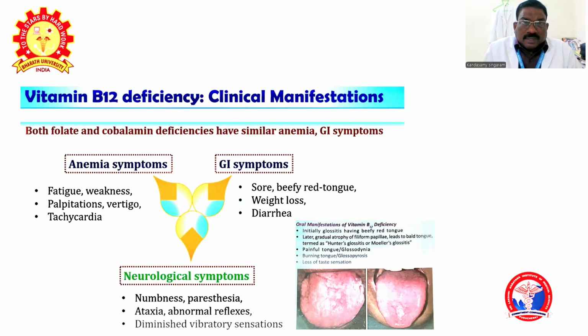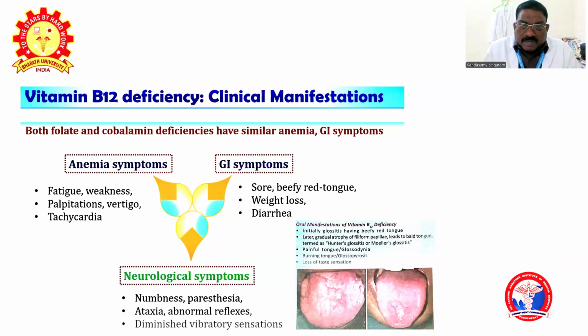Then, what are the clinical manifestations? Both folate and cobalamin deficiency have similar anemia and gastrointestinal symptoms. What are the anemia symptoms? Fatigue, weakness, palpitation, vertigo, tachycardia. Gastrointestinal symptoms: sore tongue, weight loss, diarrhea.